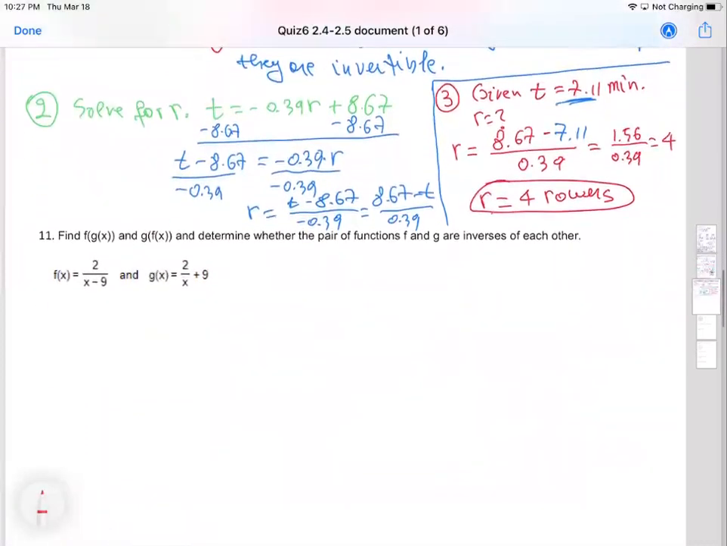Number 11. Find f of g of x and g of f of x and determine whether the pair of functions f and g are inverses of each other. So here also we're given 2 questions to answer. One is find f composed with g and g composed with f. And 2, determine whether they are inverses. Okay, so let's do the first one first.